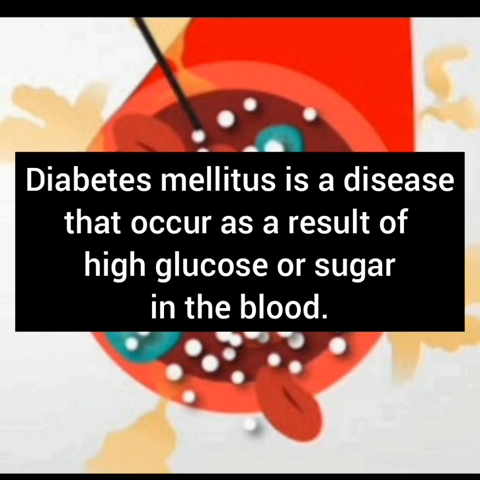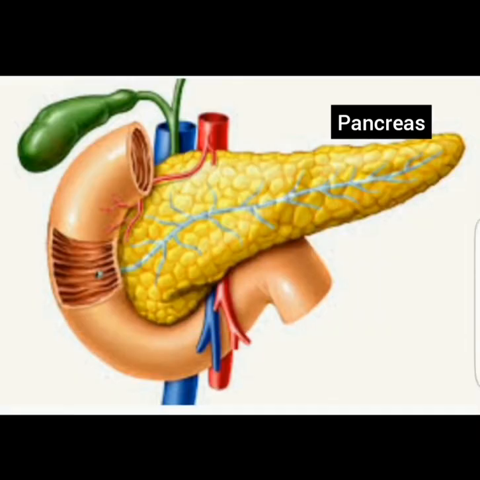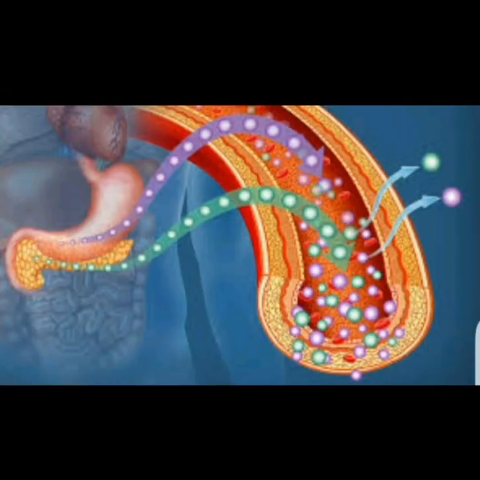Diabetes mellitus is a disease that occurs as a result of high glucose or sugar in the blood. It is as a result of the failure of the pancreas to produce insulin, or the inability of the cells in the body to use insulin effectively. Insulin is a hormone that maintains blood sugar level in the body.